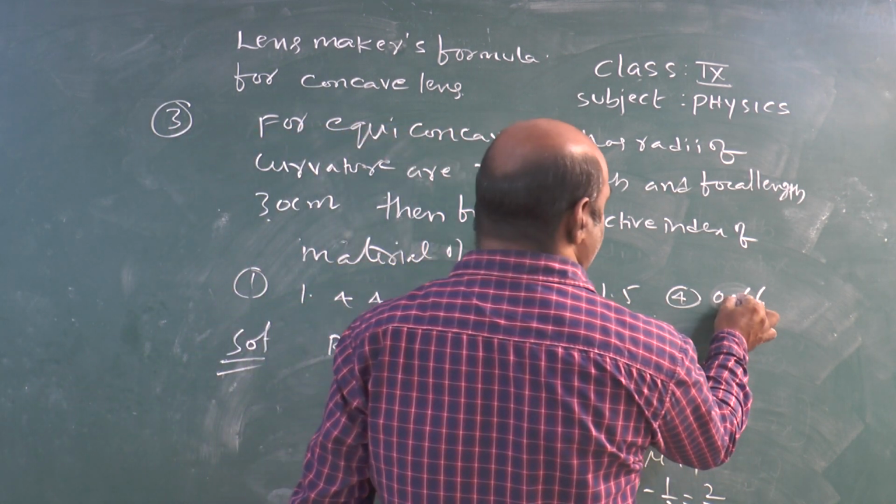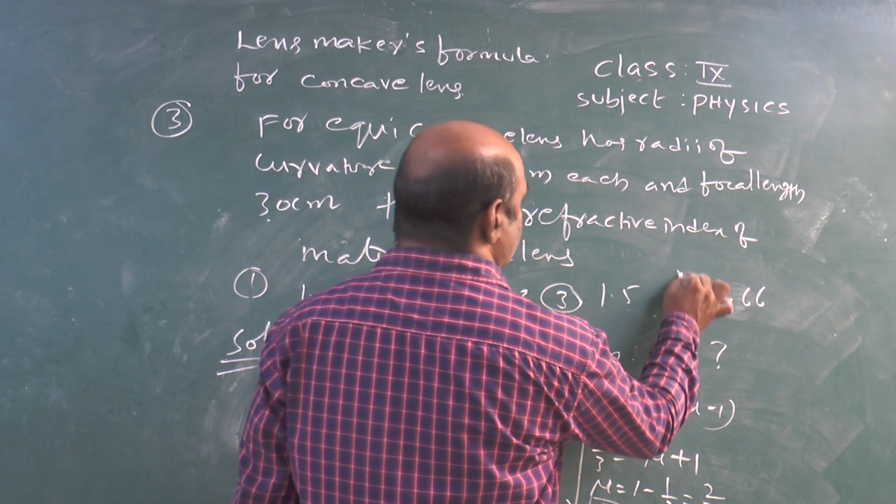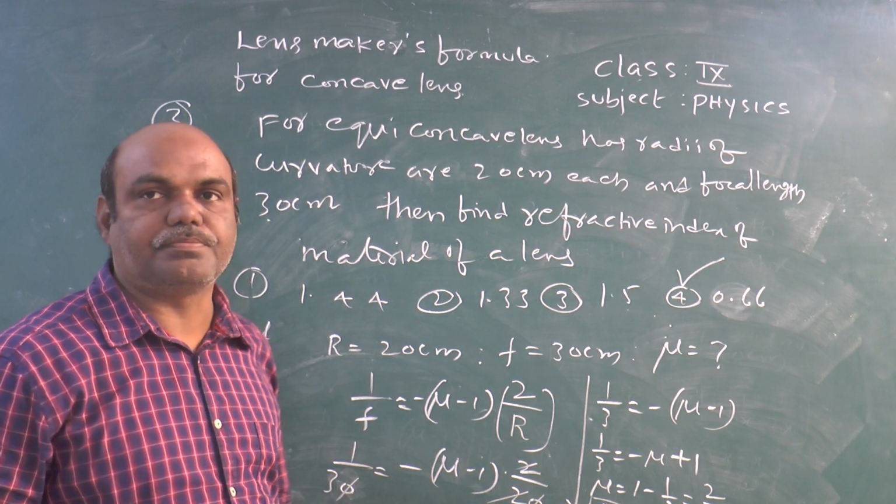So fourth option is 0.66. That's why fourth option is correct. Okay.